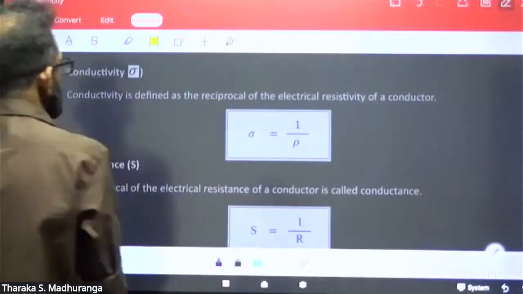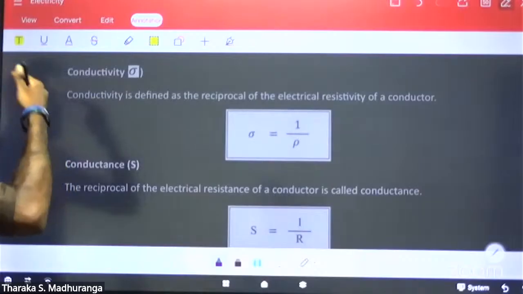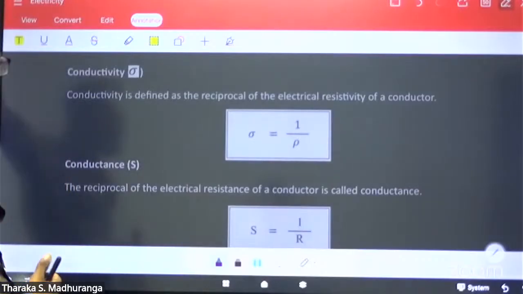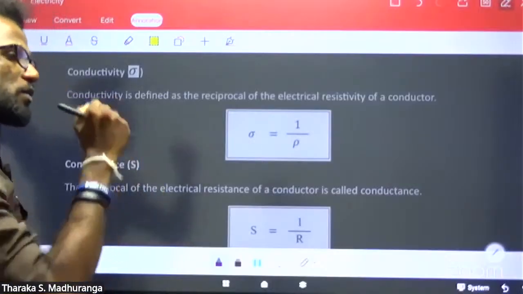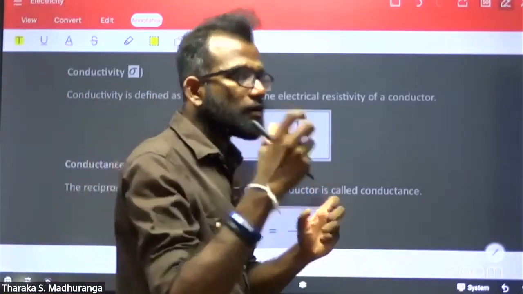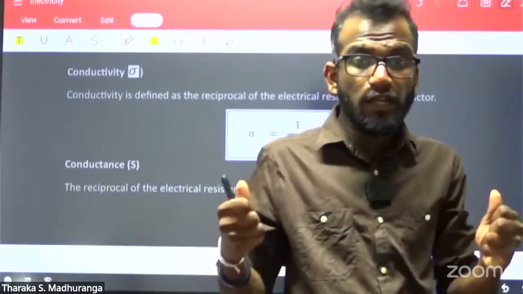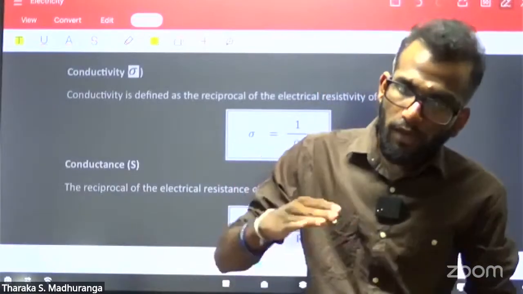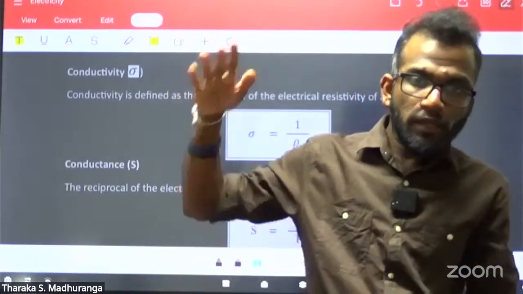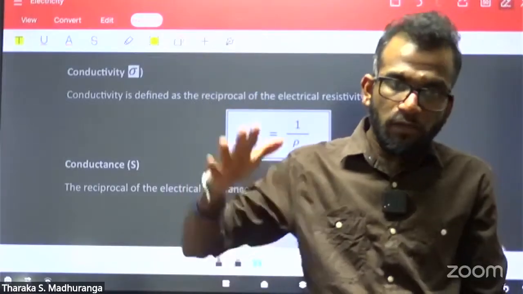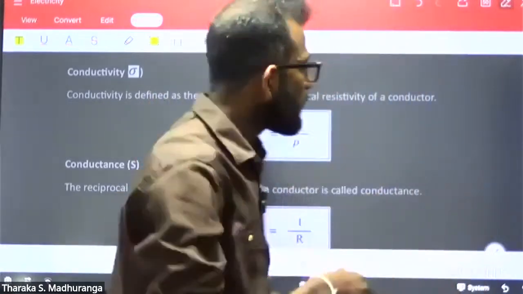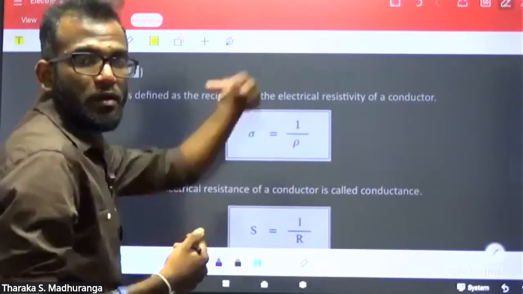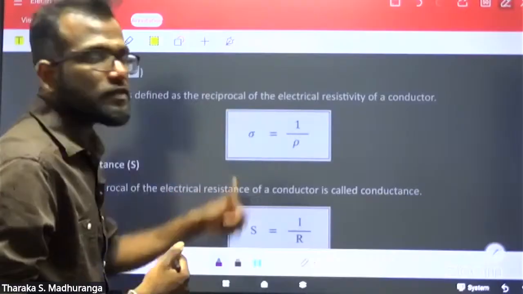Then there is another one, called conductivity. Electric conductivity. The conductivity and resistivity have an inverse proportional relationship. When the resistivity increases, the conductivity decreases. When the resistivity decreases, the conductivity increases. That is the inverse relationship.